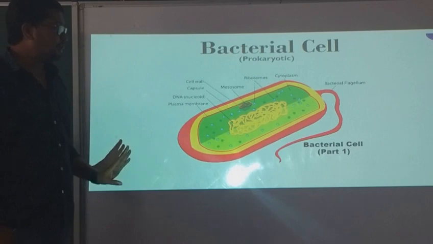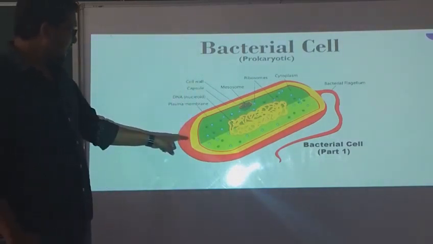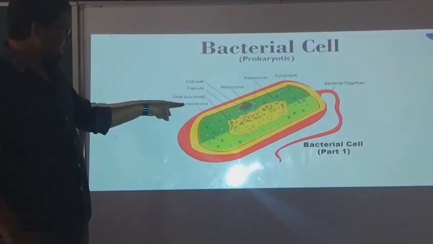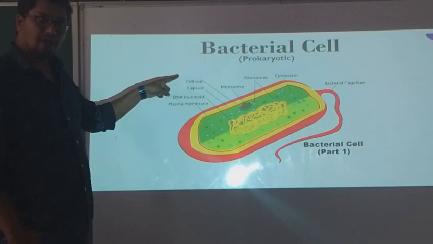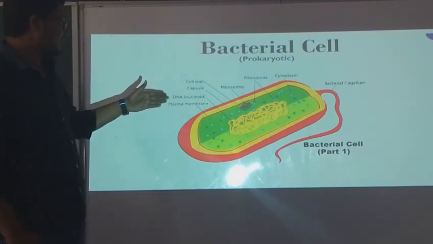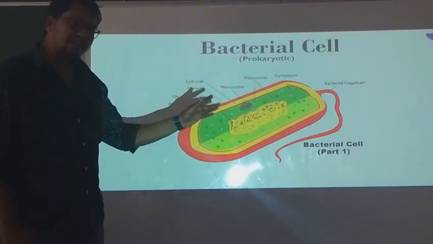And one more important point when we talk about the prokaryotic cell. The prokaryotic cell has a cell membrane, that is the boundary plasma membrane. The plasma membrane is covered by the cell wall. The cell wall is made up of chemicals called peptidoglycans. After that, membrane bound organelles are absent.